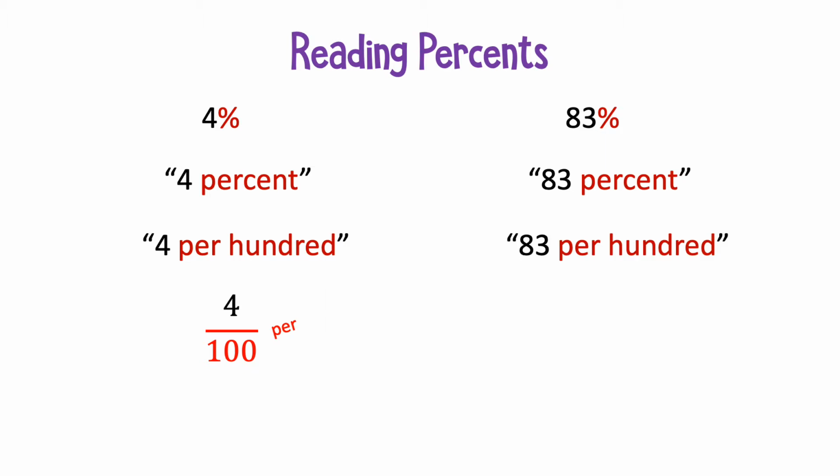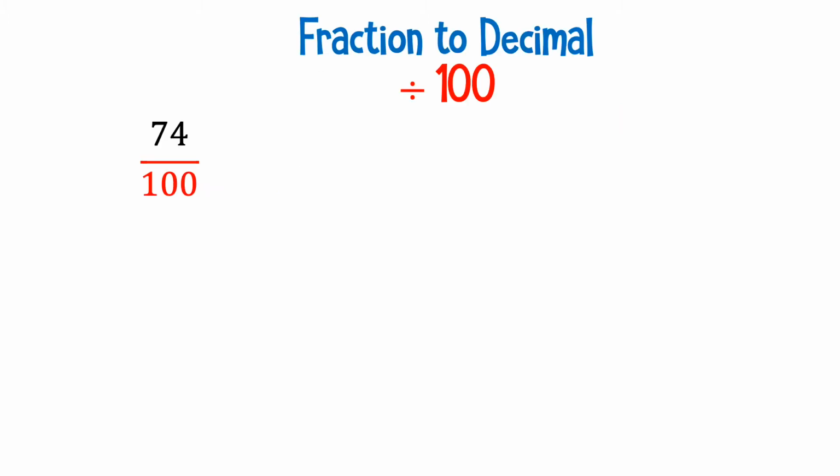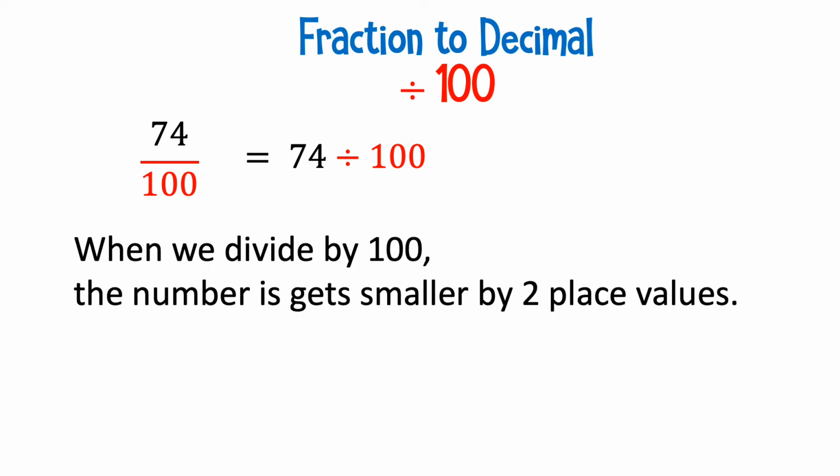83%. 83 per 100, or 83 hundredths. 83 per 100. So if we look at a percentage, we can think of it as a fraction over 100. We can take a fraction and change it to a decimal by dividing by 100. Fractions are division problems, and we read them from top to bottom. 74 divided by 100. When we divide by 100, the number gets smaller by 2 place values.